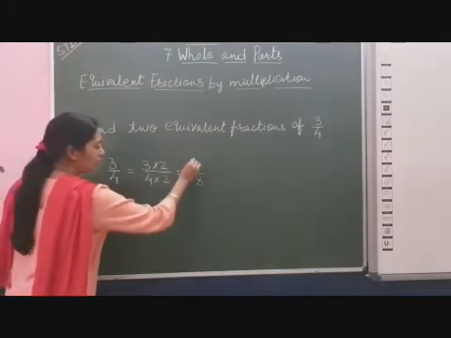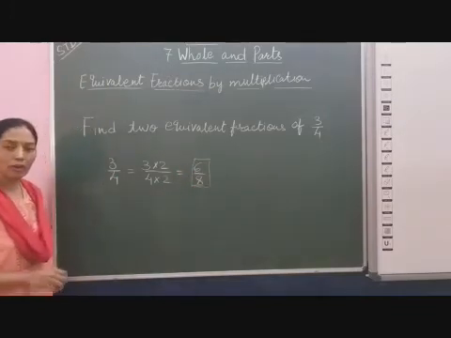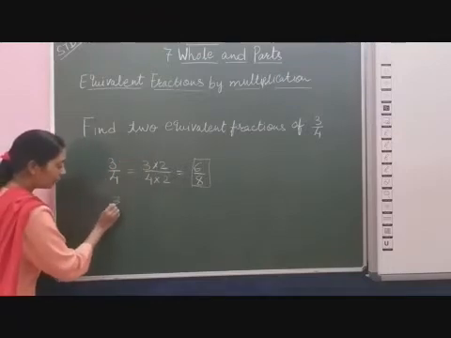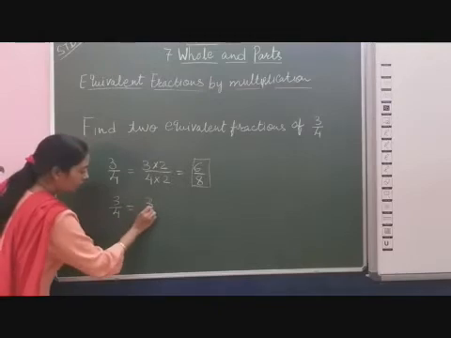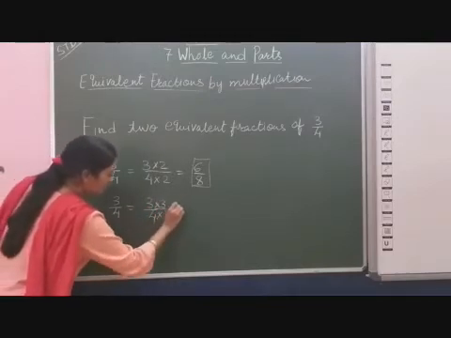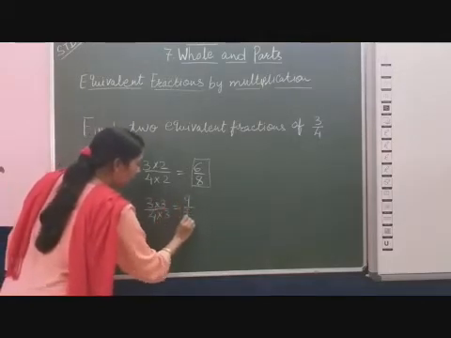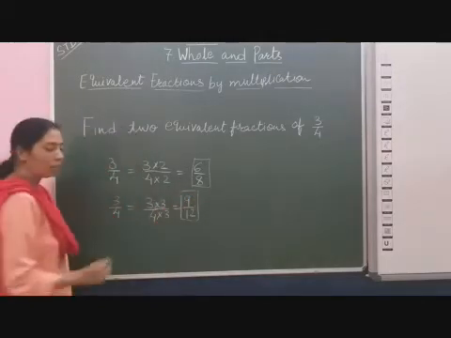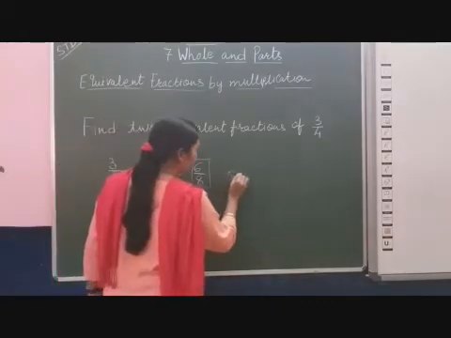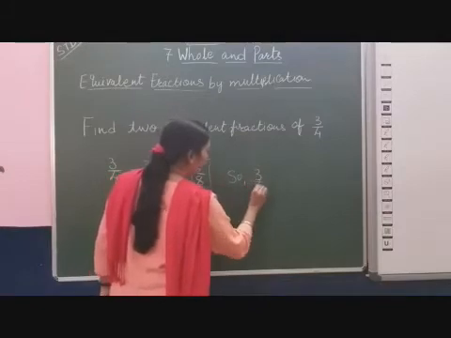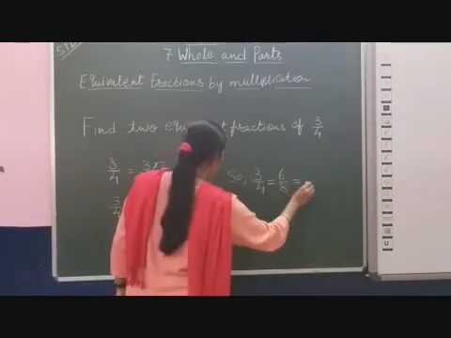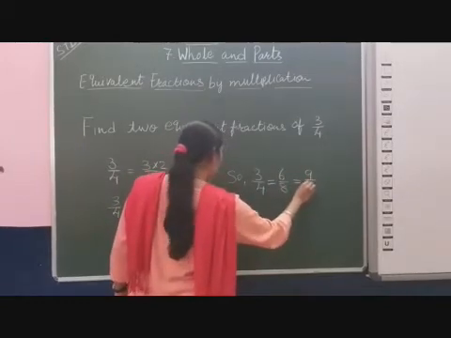And if this is the first one, now I want to find one more. It is written here, two equivalent fractions. So 3 by 4. Now I multiply with 3. Yes. Now what is this? 3 3s are 9, 4 3s are 12. So this is one more equivalent fraction. So I can say that 3 by 4 equal to 6 by 8 equal to 9 by 12.